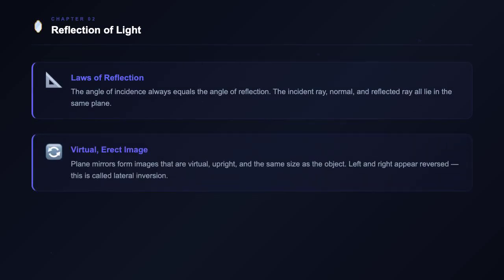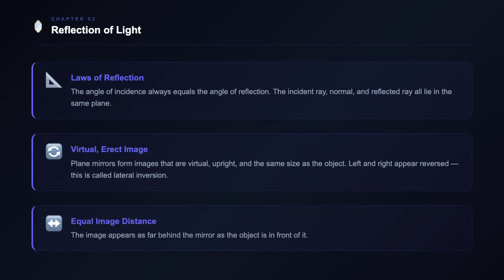Reflection happens when light bounces off a polished surface and returns to the same medium. Two laws govern reflection. The first law states that the angle of incidence equals the angle of reflection. The second law says that the incident ray, the normal, and the reflected ray lie in the same plane.